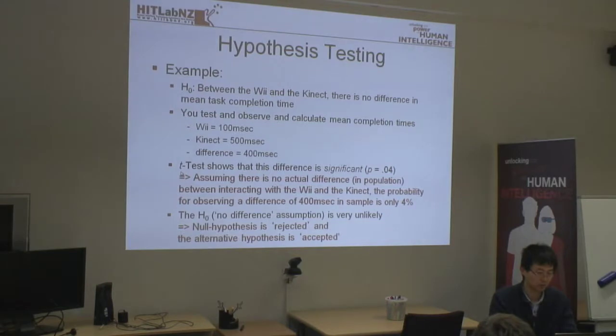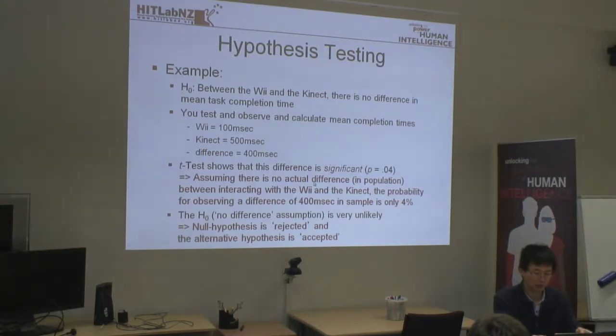So we use a statistical tool called a t-test. We'll come back to these different types of tests in the next lecture. Anyway, the t-test is a statistical test that compares two mean values and prints out the p-value. Let's say you typed in those numbers, ran the t-test, and it printed out p equals 0.04. If the alpha level we set was 0.05, then 0.04 is less than 0.05. So we conclude that, assuming there is no actual difference in the population between interacting with V and Kinect, the probability of observing a difference of 400 milliseconds in the sample is only 4%.